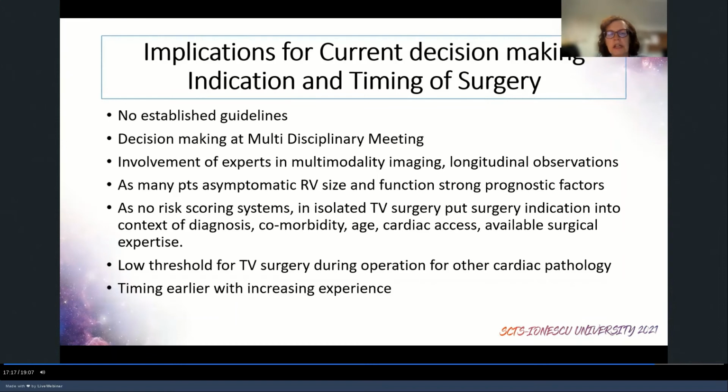However, if the patient has an indication for cardiac surgery for other cardiac pathology, the threshold for tricuspid valve surgery should be low. With increasing experience, the timing of surgery can be earlier.